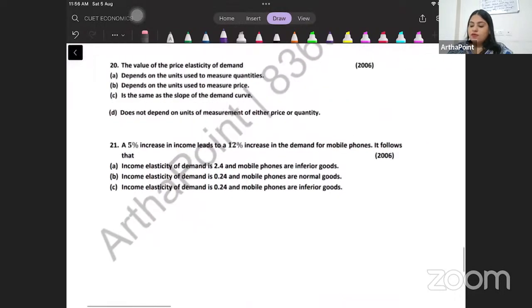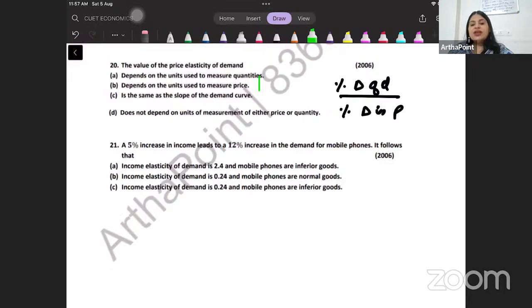The value of price elasticity of demand. So again, this is easy. Price elasticity of demand is percentage change in quantity demanded due to percentage change in price. So if you notice, beta, it depends on the units used to measure the quantities. It depends on the unit used to measure price. It is the same as the slope of demand curve. Does not depend on unit of measurement.